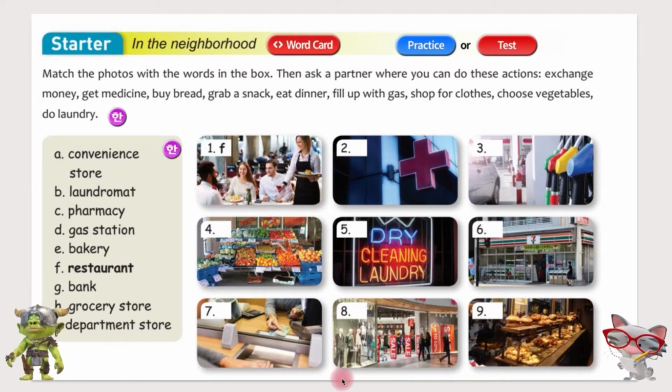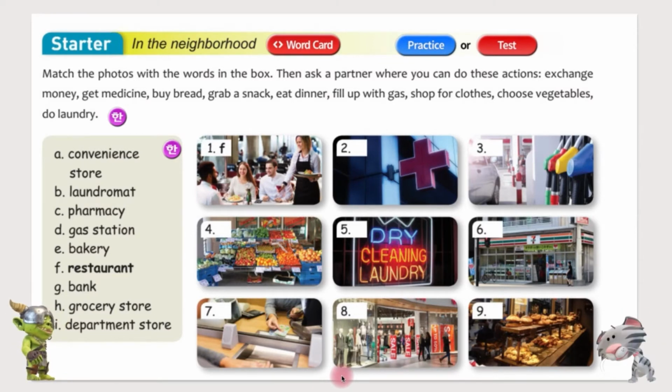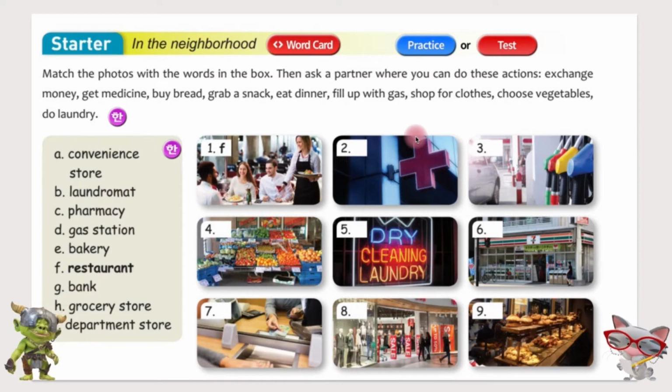Picture 8. At the department store, what will you do? Department store, I will shop for clothes. Of course you will shop for clothes. What else would you go to a department store for? Eat food. Well, yes, there's that. But the last one, number 9, the food. What will you do at the bakery? I will buy bread. Buy bread. Lots of different breads. Excellent.